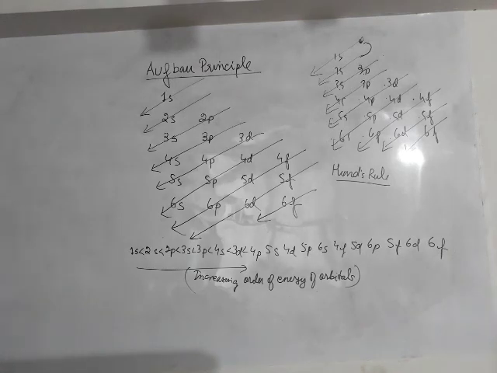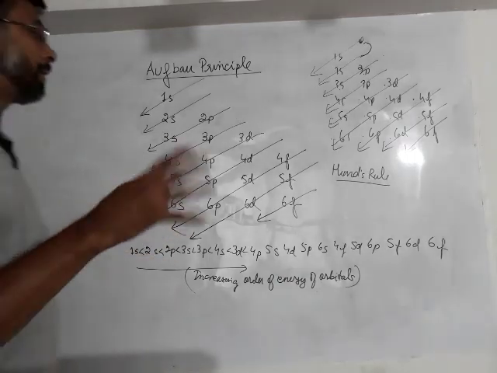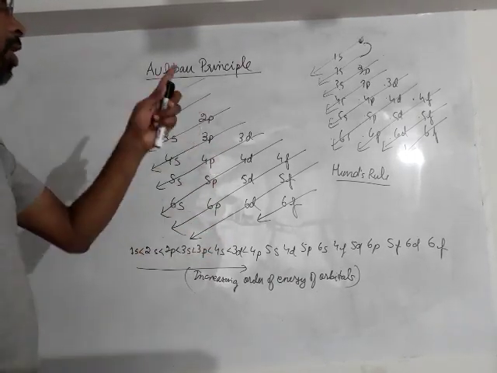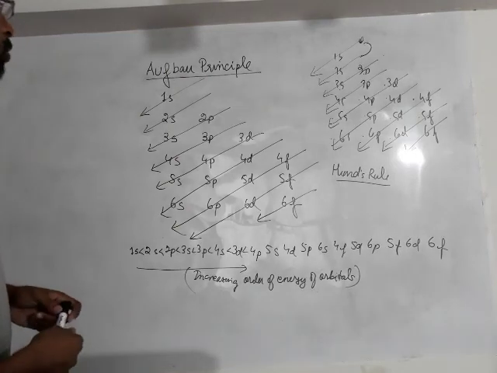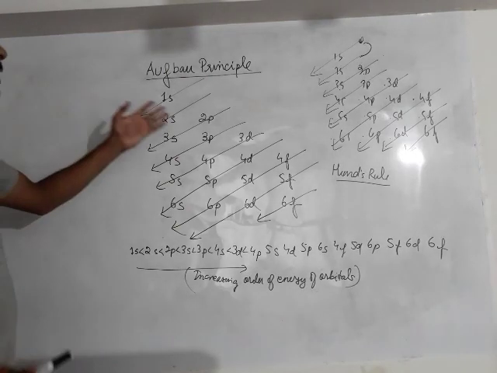According to Hund's rule, as far as possible the number of unpaired electrons in the orbitals of a given subshell is maximum, and the unpaired electrons have parallel spin. For example, if you see the unpaired electrons, they have parallel spin, but they are spinning in opposite directions. One is clockwise, another one is anti-clockwise. So this was Aufbau's principle and Hund's rule.